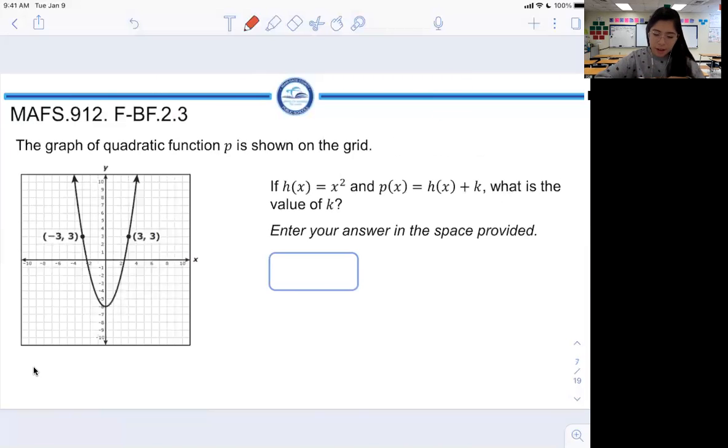Okay, here's another. The graph of the quadratic function p is shown on the grid below. If h of x equals x to the power of 2 and p of x is h of x plus k, what is the value of k? Okay, so let's break it down. The one on the graph, what's the name of the one on the graph?